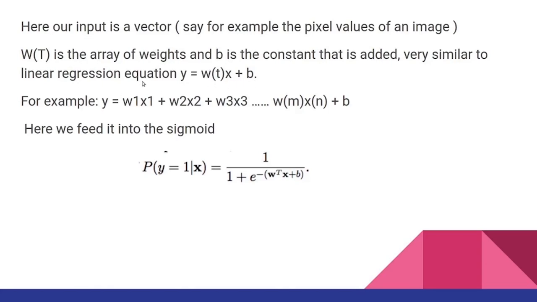So what w transpose times x should give us is w1 times x1 plus w2 times x2 plus w3 times x3, and so on. And we add our bias term at the end, b. Here we feed into the sigmoid function. And our logistic regression model should give us the probability of y equal to 1 given our input vector x, which is equal to 1 by 1 plus e to the negative w transpose x plus b.